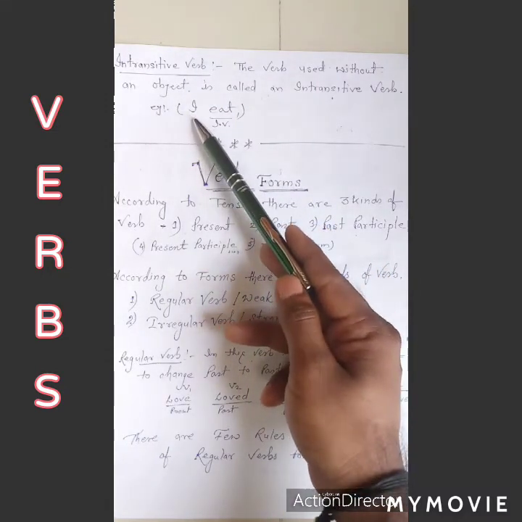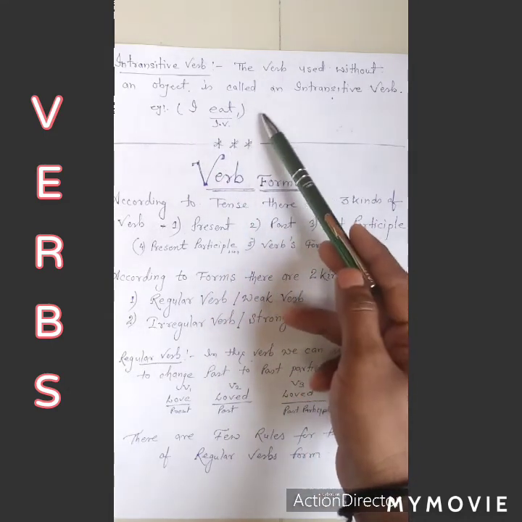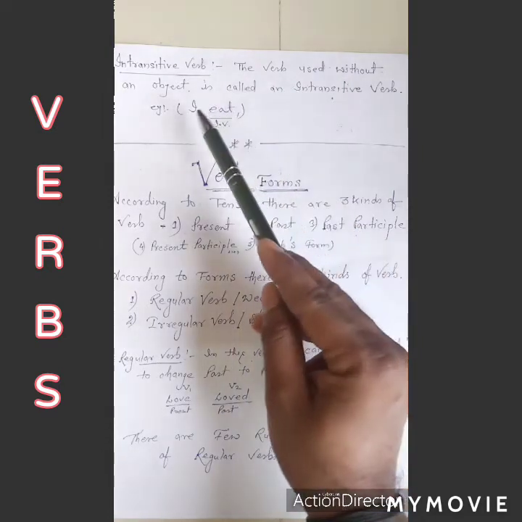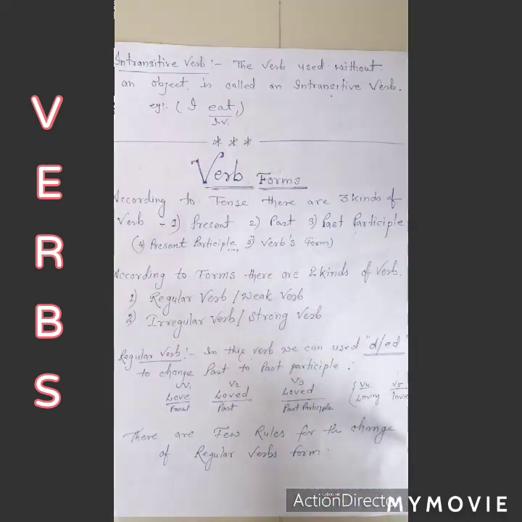If I write here I ate a mango, then mango will be the object, and that becomes a transitive verb. But in I ate, there is no object, that's why this is called the intransitive verb. Okay, now the transitive and intransitive verb definition is very simple.